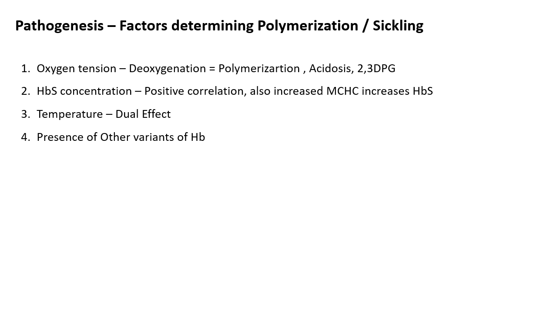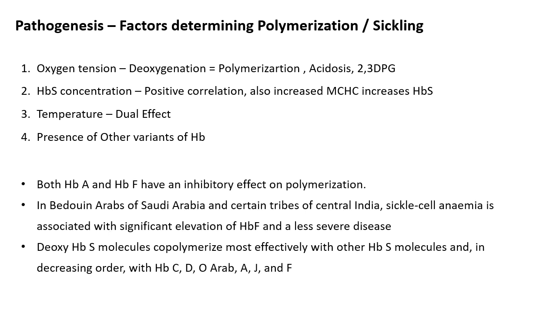Presence of other variants of hemoglobin. So both HbA and HbF have an inhibitory effect on polymerization. So more HbF concentration or more HbA concentration, lesser would be the polymerization or lesser would be the sickling. In Bedouin Arabs of Saudi Arabia and tribes of central India, sickle cell anemia is associated with significant elevation of HbF, and therefore they have a less severe disease. On the other hand, in the African population, the HbF concentrations are low, and therefore they would have a more severe disease.